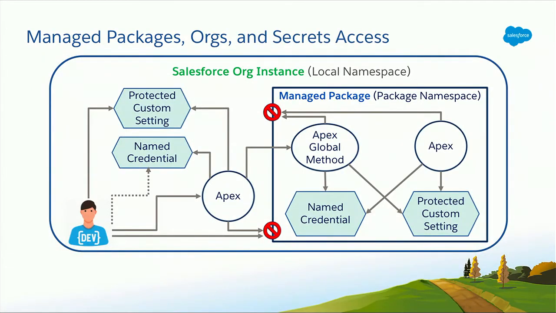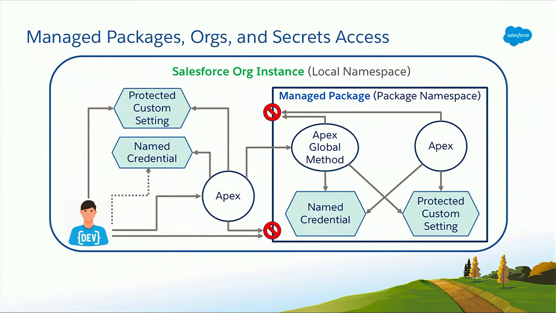All right, so let's take a quick peek inside this demo org I have here, and try and understand, before we get into all this stuff, what does this look like? What's happening here? The outer oval rectangle is an org, and it has a local namespace. Maybe I have some protected custom settings or some named credentials in here. And I've got a dev, and maybe I've got a little Apex. I've also got a managed package that I've installed over here. Now that managed package, as we're going to see in a minute, has its own namespace.